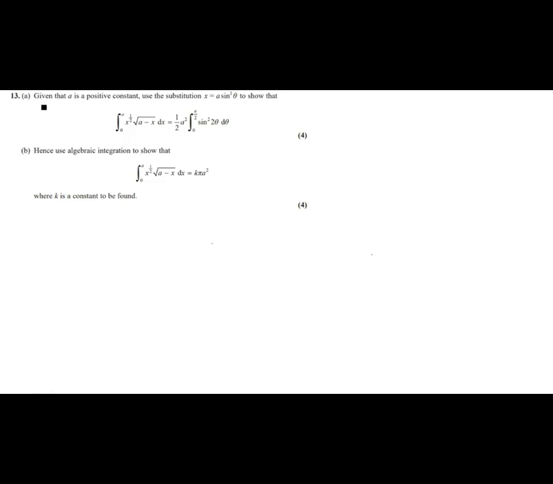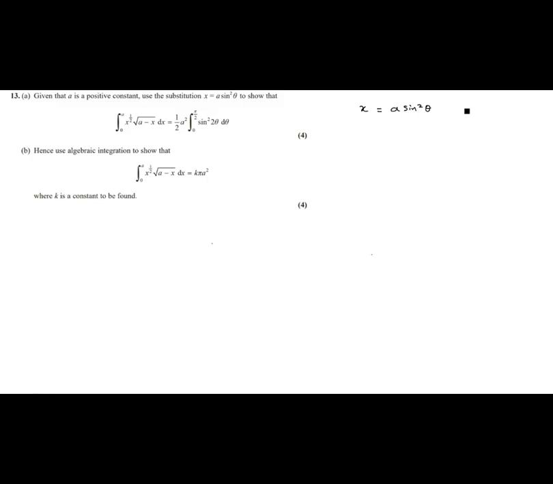Question 13a. Given that a is a positive constant, use the substitution x equals a sine square theta to show that the integral from 0 to a of x to the power half times the square root of a minus x dx equals half a square times the integral from 0 to pi over 2 of sine square 2 theta d theta. Okay, so x is supposed to be a sine square theta for this substitution. Now first thing we will change the limits.